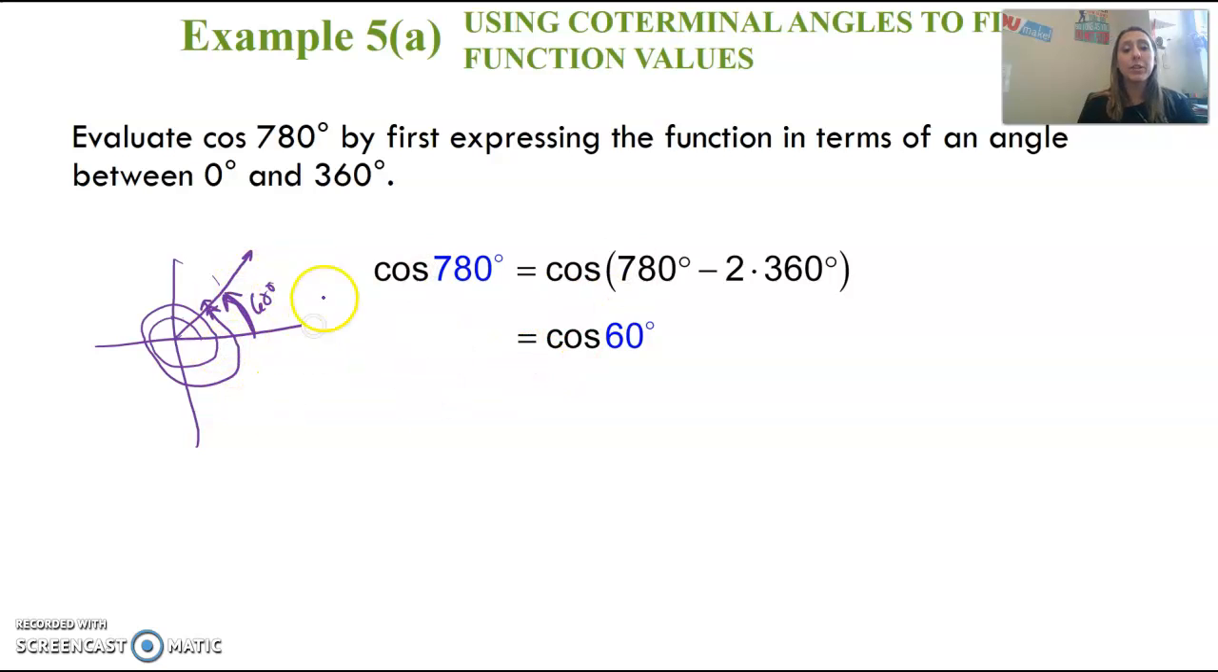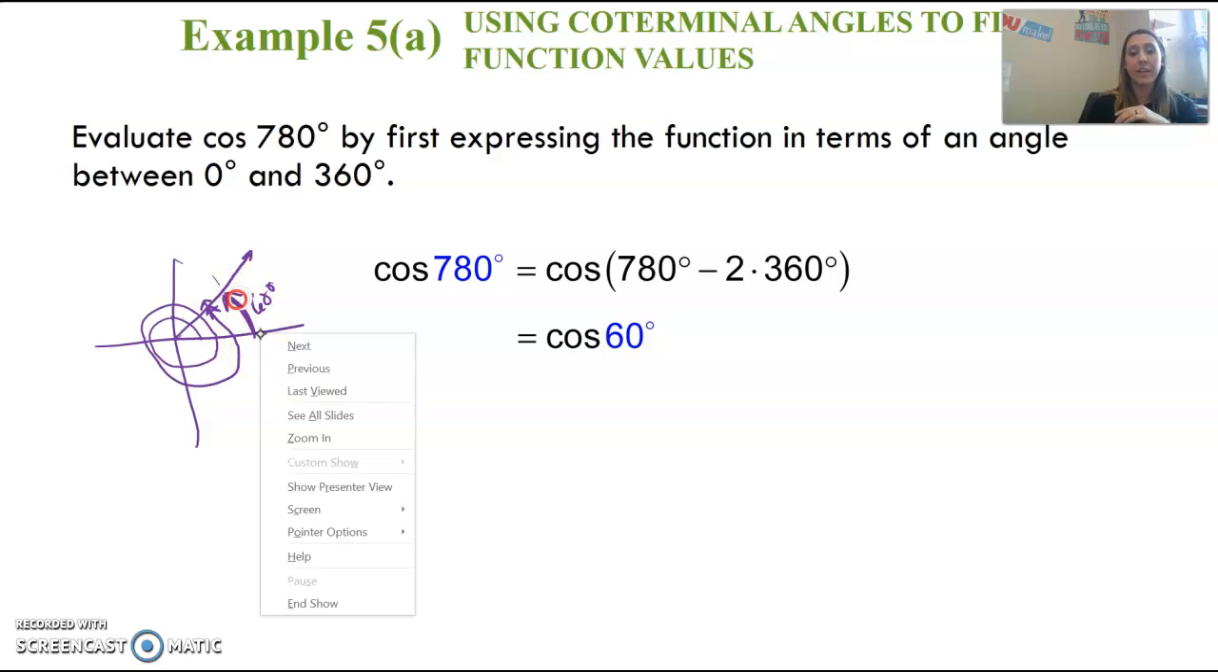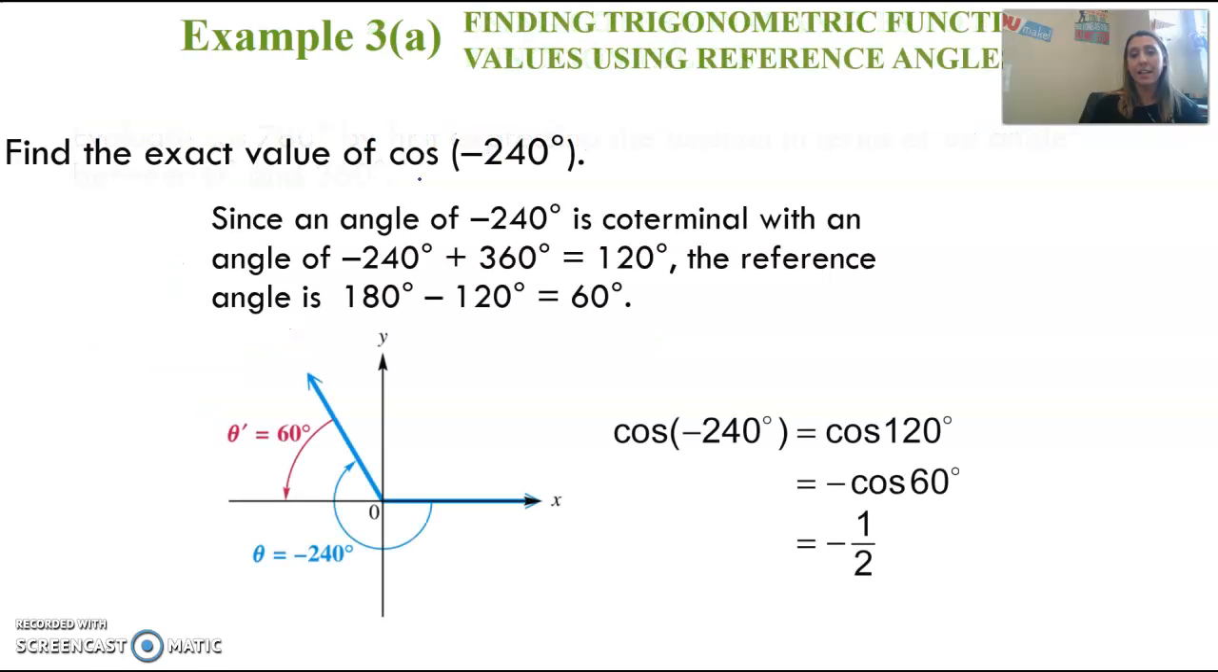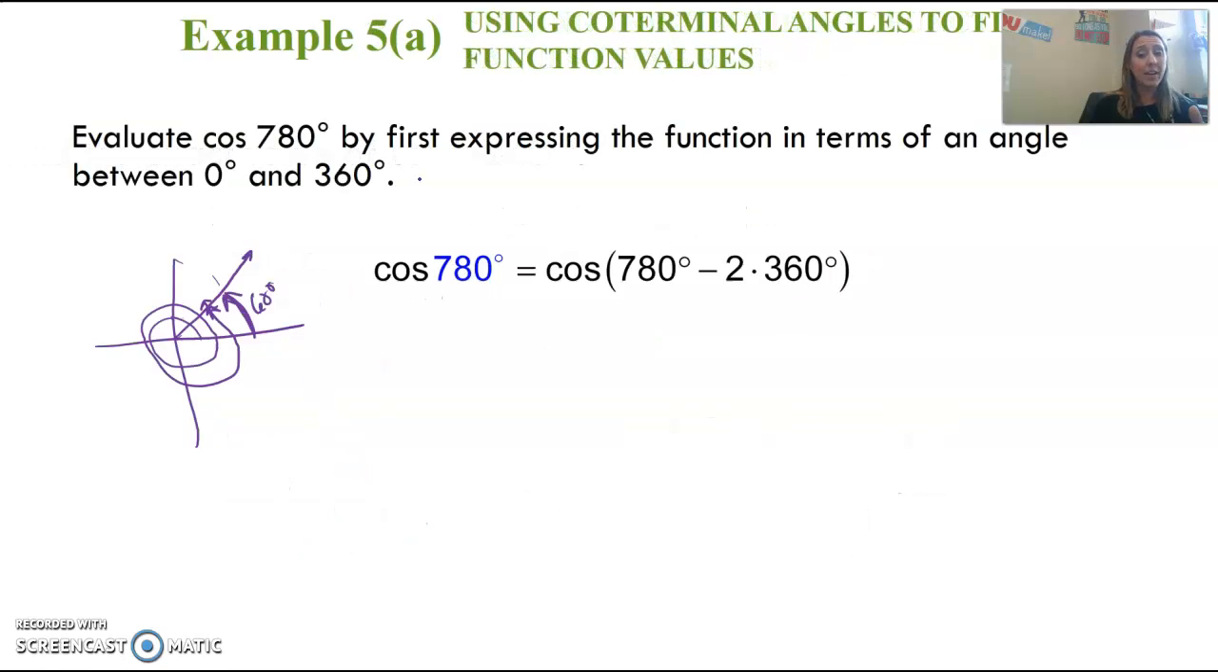So remember, when we're in the first quadrant, then everything is positive, and whatever the angle is from here to here is its reference angle. We don't have to do anything extra. Okay, so that's 60 degrees, and the cosine of 60 degrees is what we just found on the last slide, which was negative 1/2 for the negative cosine, but we're looking for regular cosine, so we just end up with 1/2.